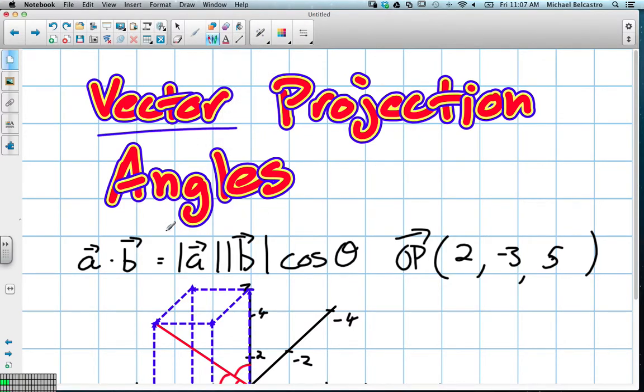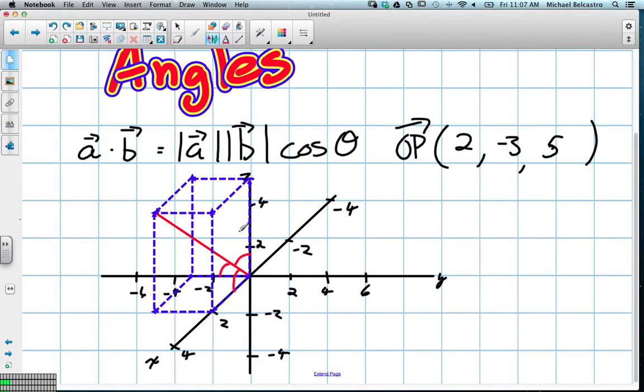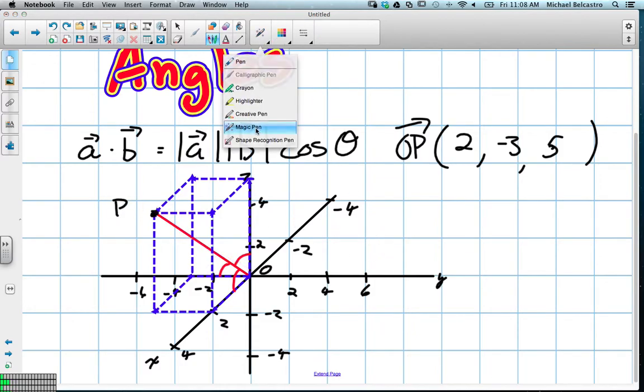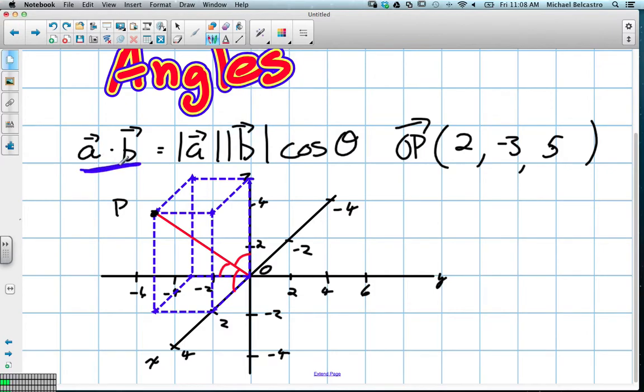So we have our vector projection at an angle. What we're going to be looking at is trying to find the three angles of this positional vector. This vector being OP, O the origin, and P this final point in space. What we're going to use is our dot product formula to help us find theta in each of the angles that this vector makes with each axis.